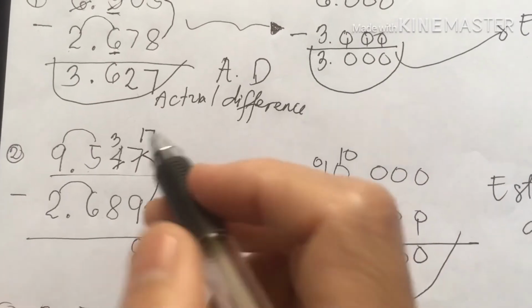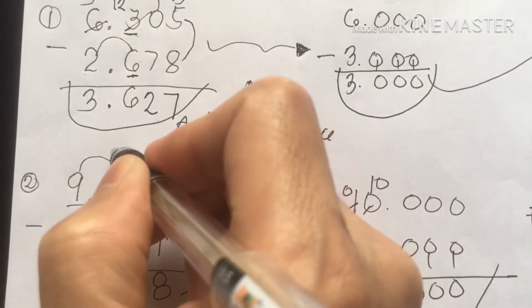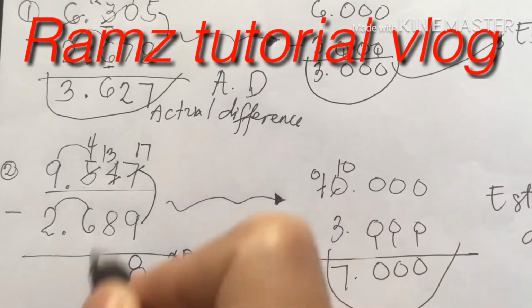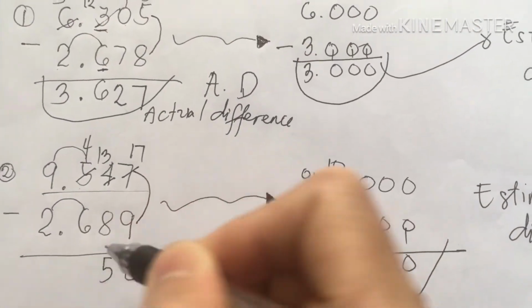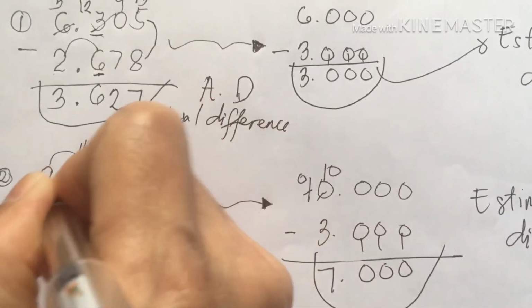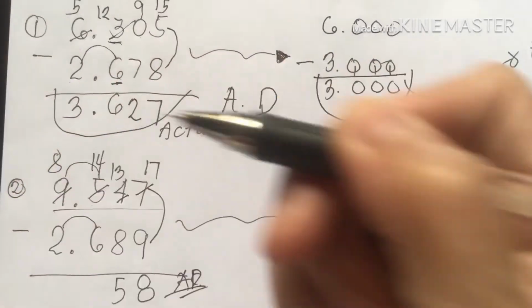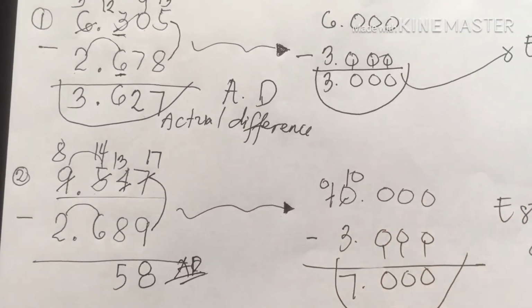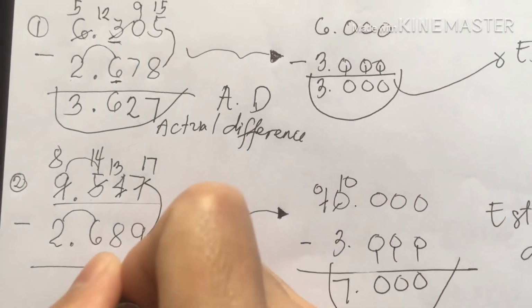3 minus 8 cannot be, so borrow from 5. 5 becomes 4, 3 becomes 13. So 13 minus 8, we have 5. 4 minus 6 cannot be, class, so 9 becomes 8, 4 becomes 14. 14 minus 6, class, we're going to write it out. So we're going to write 8.